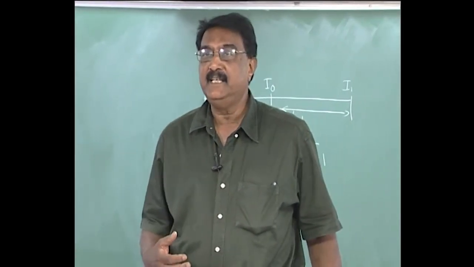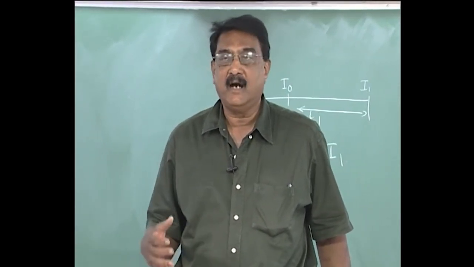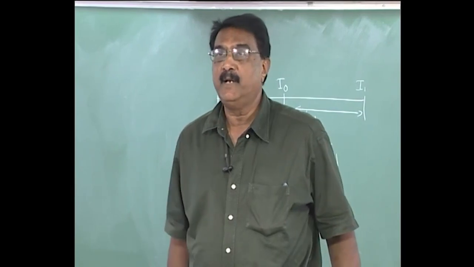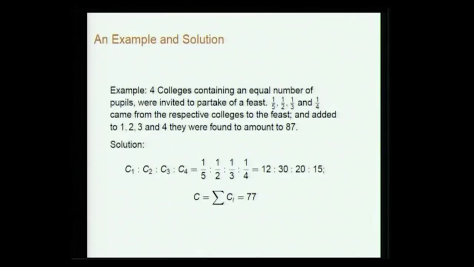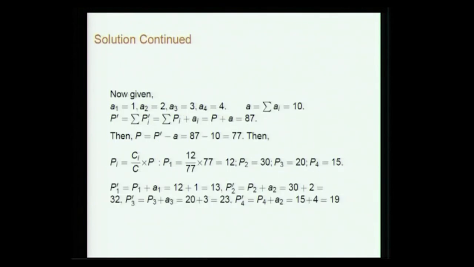So here the C1, C2, C3, C4 are in the ratio 1/5 : 1/2 : 1/3 : 1/4, that is 12 : 30 : 20 : 15. So the total will be 77, but what is given is not that. It is given that A1 is 1, A2 is equal to 2, A3 is equal to 3, A4 is equal to 4. So A is 10, and the total added quantity is 10.